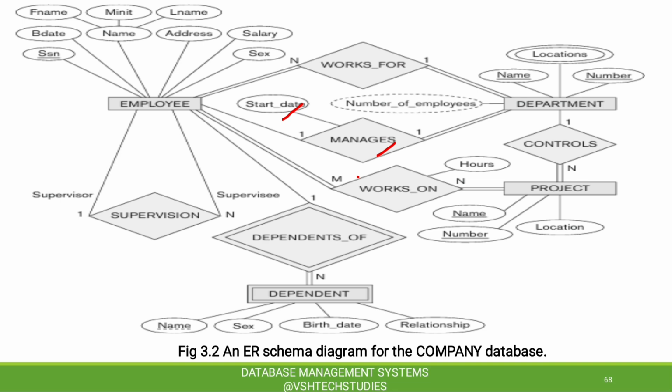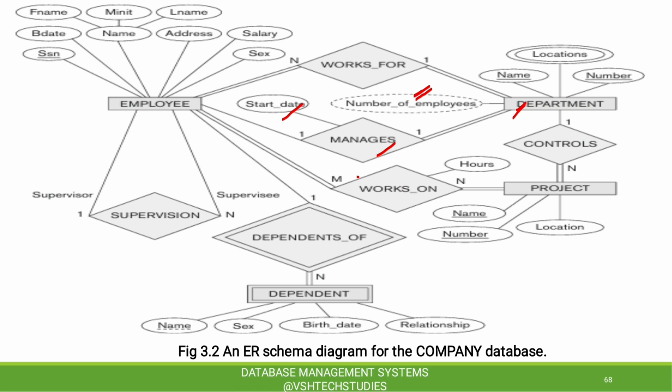This dashed oval shows that number of employees attribute is a derived attribute. So it can be derived from the information of how many employees are present in the works for list of department. So that is what is regarding derived attribute.